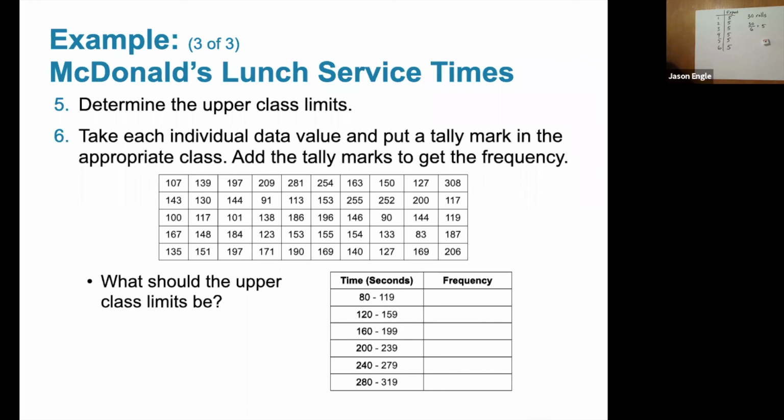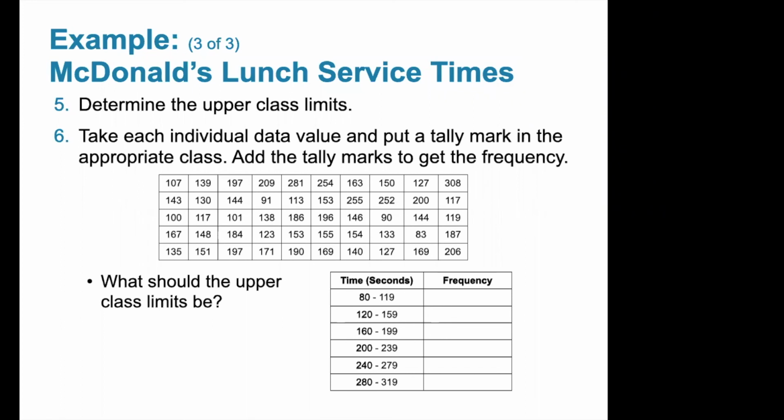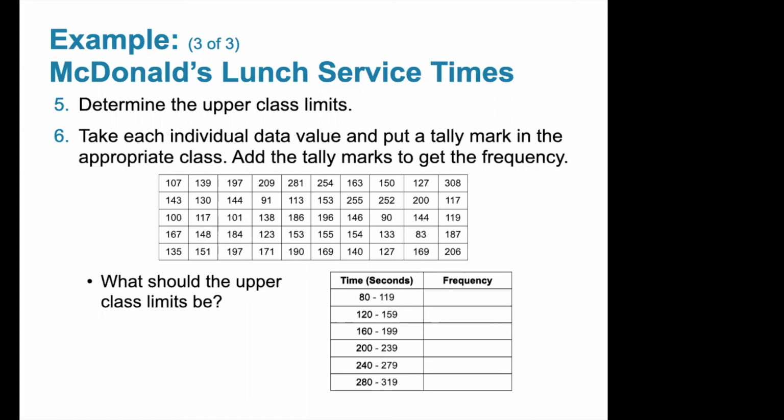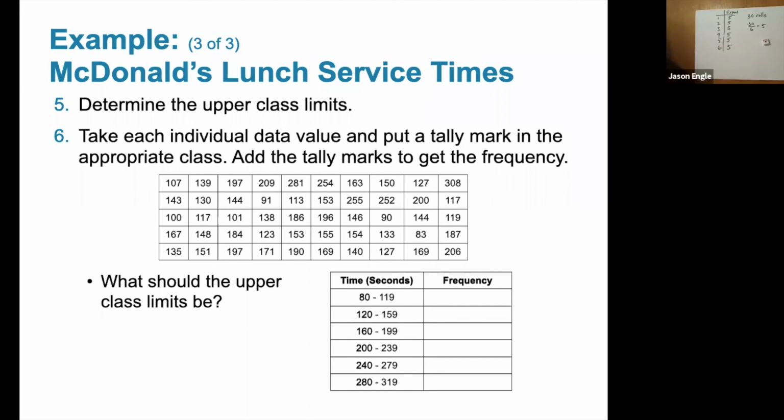Now the tricky thing is when you get to the last class, the one that begins at 280. Where did the 319 come from? That's what I'm confused about. Well, if I had a 7th class, I would have added 40 to 280, which would be 320, and 320 minus 1 is 319. That's one way to figure it out.